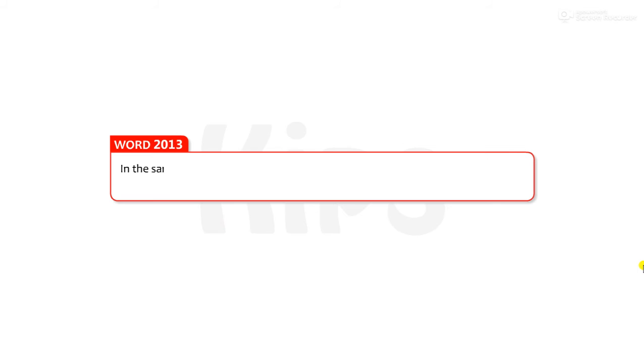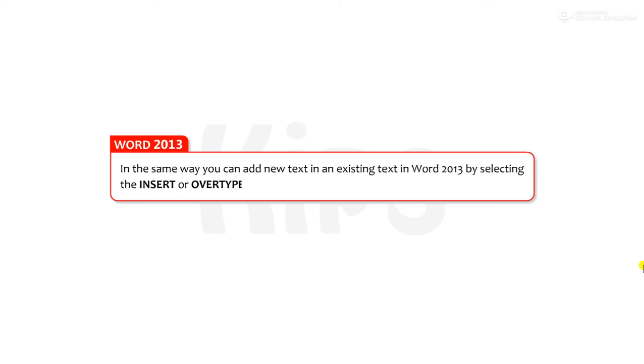Students note that in the same way you can add new text in an existing text in Word 2013 by selecting the Insert or Overtype options on the status bar.